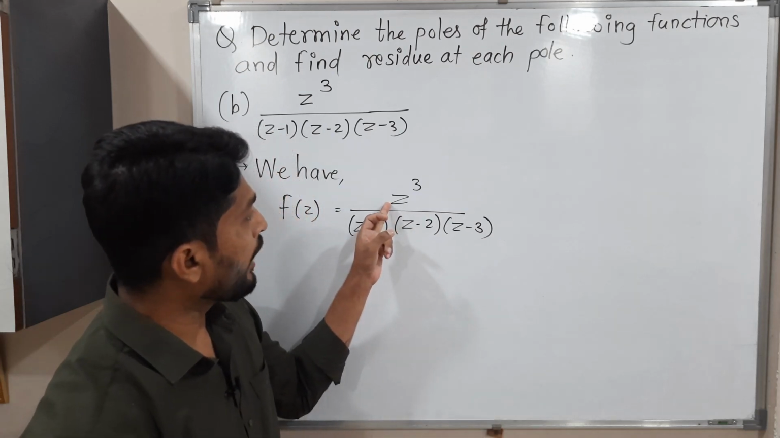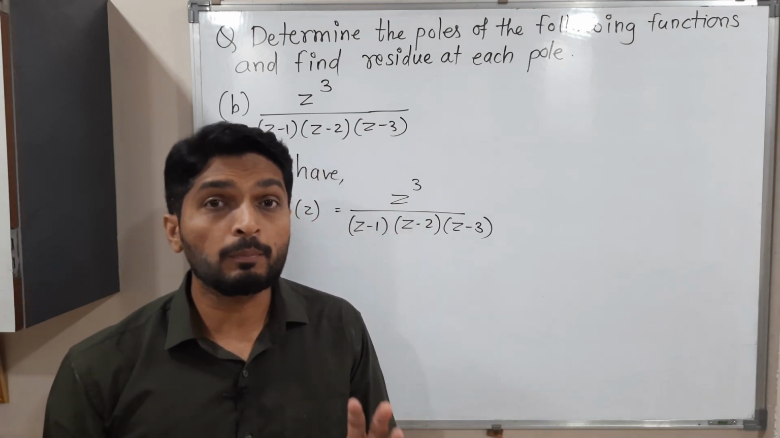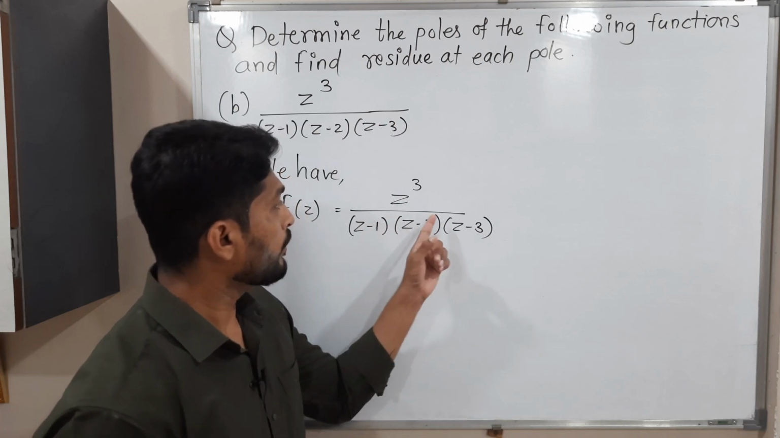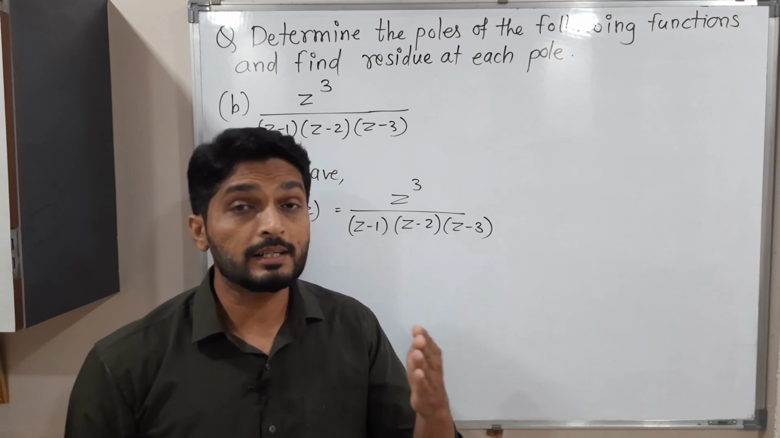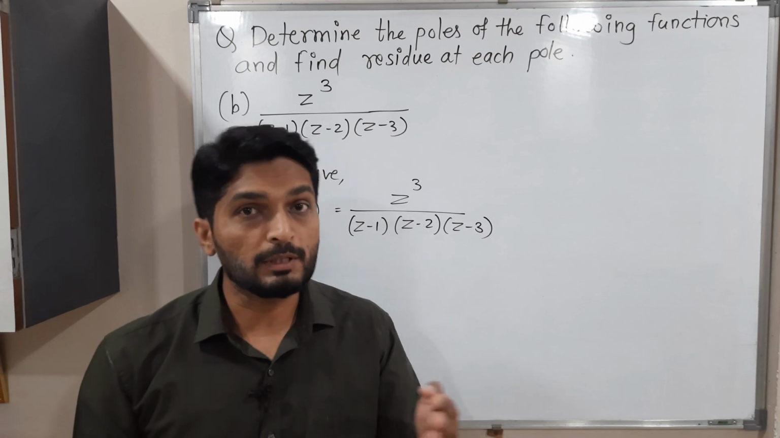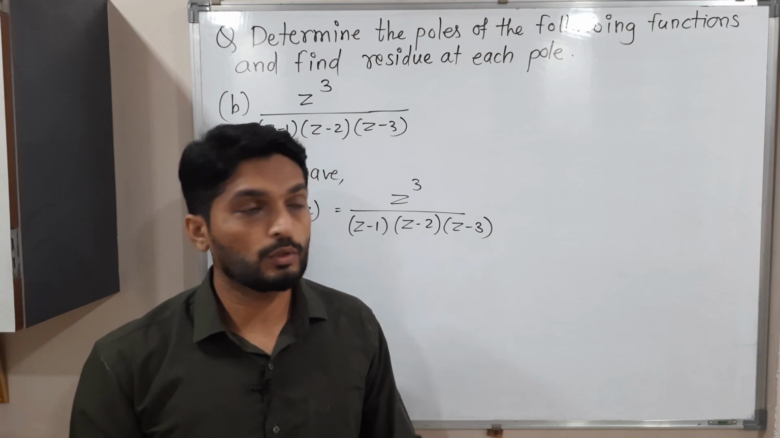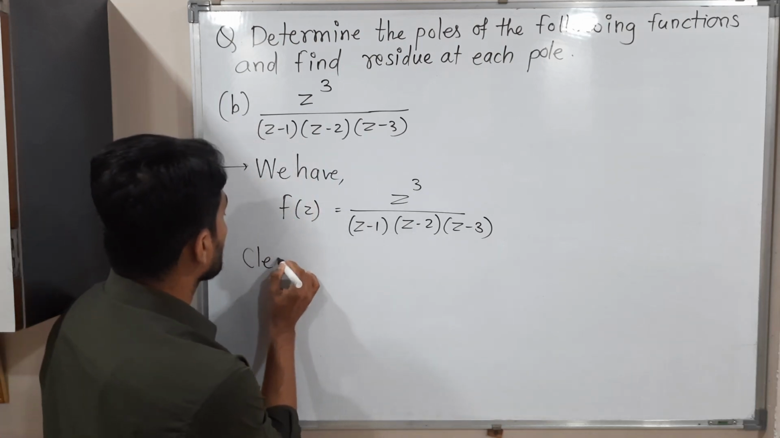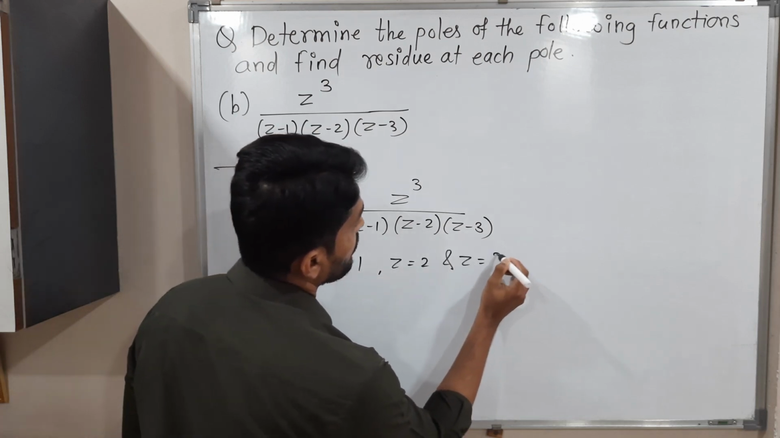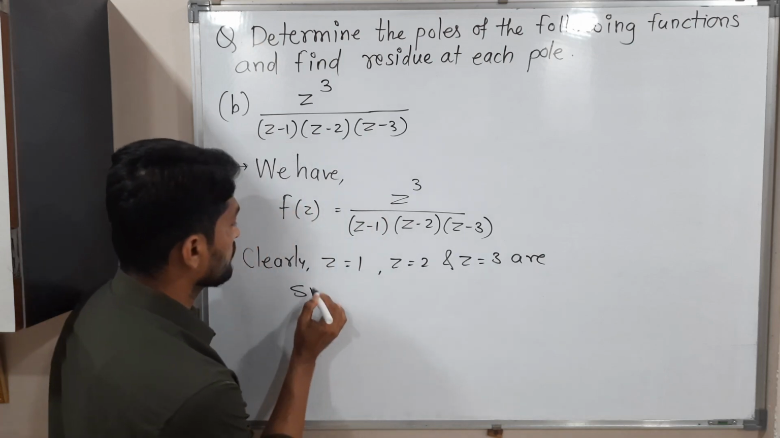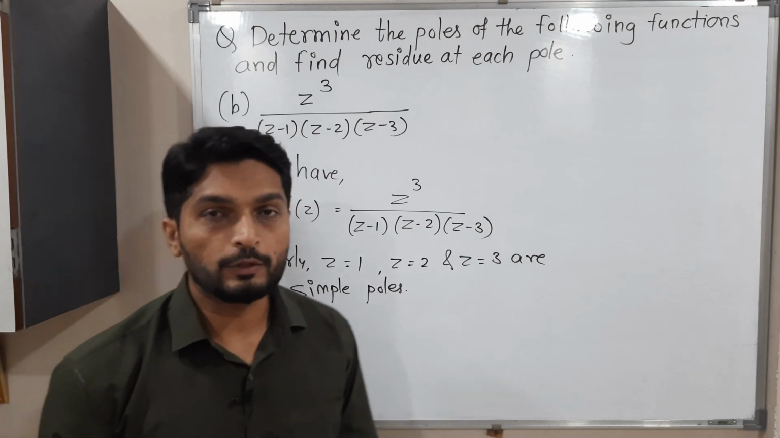If I put z is equal to 1 or 2 or 3, you will never get 0 at numerator. So directly I can declare these are poles of order 1, since their powers are 1. Brackets have powers 1, so that's why we can say z is equal to 1 is a pole of order 1. Similarly, 2 and 3 are also poles of order 1. We also call them simple poles. Let me clearly mention, z is equal to 1, z is equal to 2, and z is equal to 3 are simple poles.